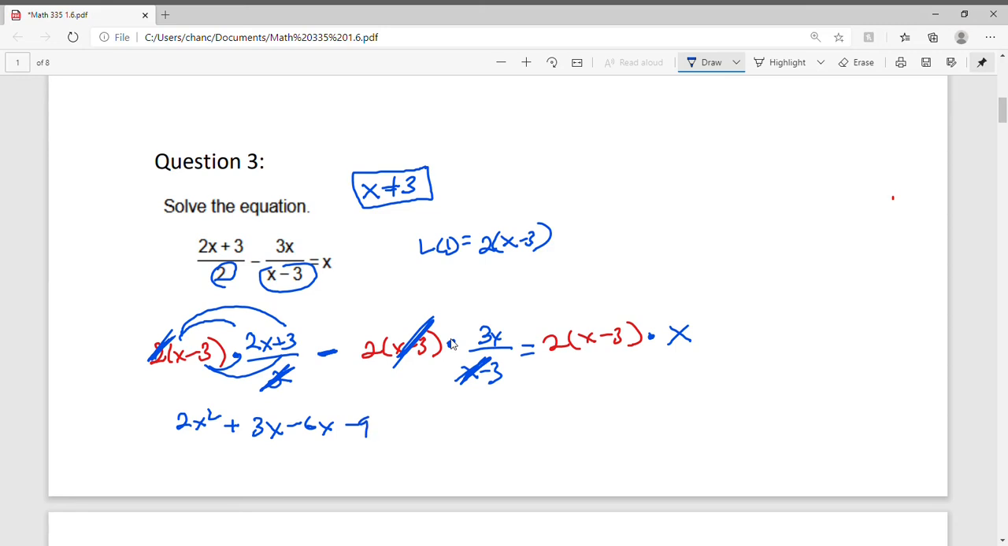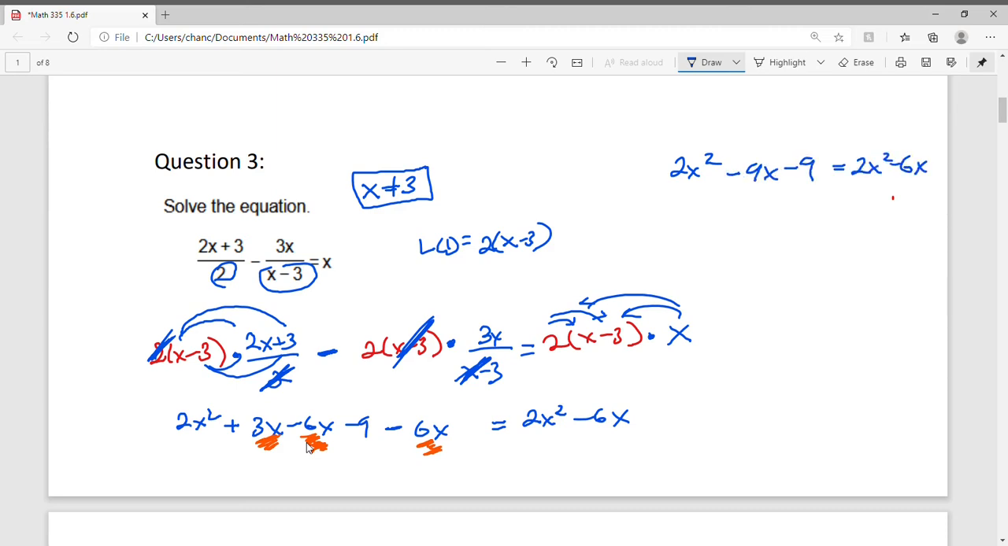Now let's look at the middle. This becomes negative 6x. Now I can distribute the 2 here and distribute the x. So that gives me 2x squared minus 6x. Now let's collect like terms. I can add these three together. So that gives us 2x squared, 3x minus 6x minus 6x again, that's negative 9x, minus 9 equals 2x squared minus 6x. Let's subtract 2x squared from both sides.